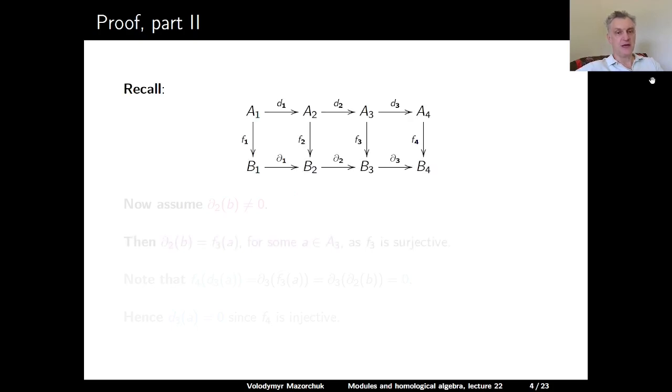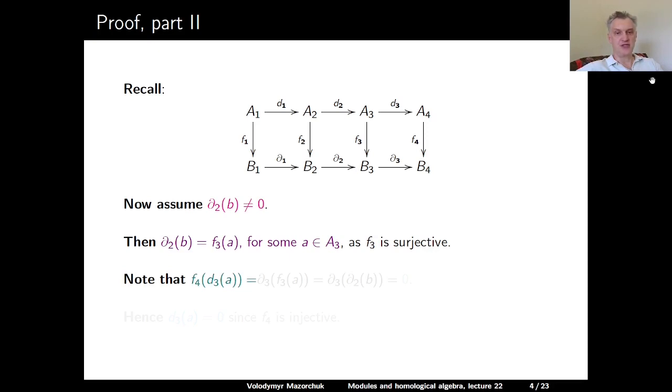We look at the same diagram, and now we assume that we have an element b in B2 such that partial 2 of b is not 0. So this is a non-zero element of B3. We assume that f3 is surjective. This means that there exists an element a in A3 such that f3 of a is equal to partial 2 applied to b. Now we do the computation.